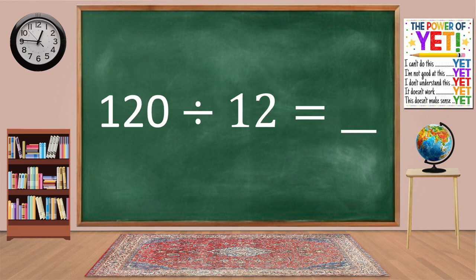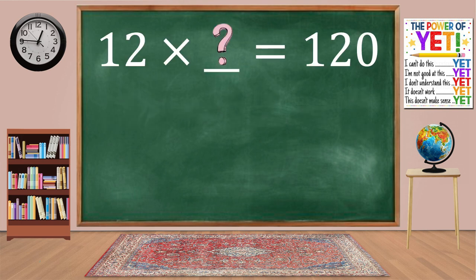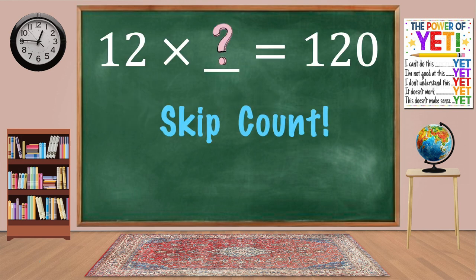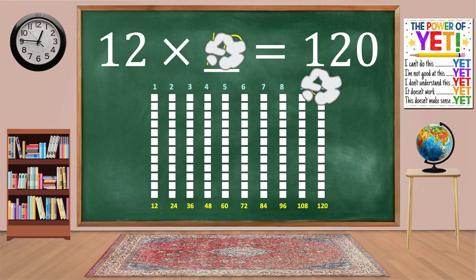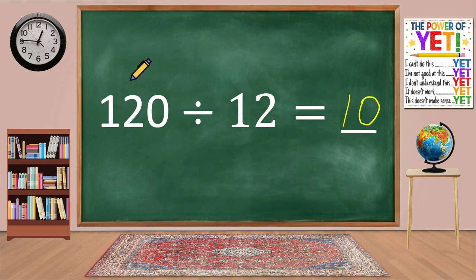120 divided by 12 equals blank. Our related fact is 12 times what equals 120? Skip count. 12, 24, 36, 48, 60, 72, 84, 96, 108, 120. We have 10 columns. 12 times 10 equals 120. 120 divided by 12 equals 10.